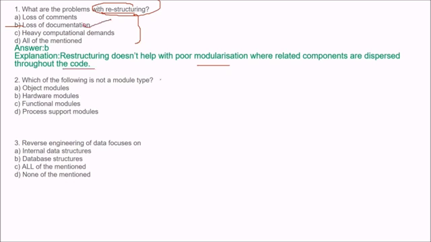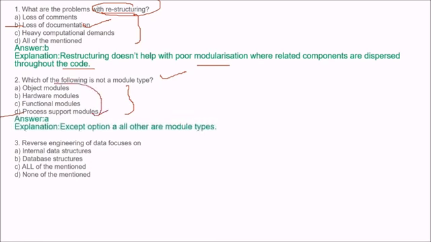Which of the following is not a module type? Not a module type. Functional module, process support modules, hardware modules, object modules. So the answer is A, object modules. Except option A, all others are module types. You have hardware modules, you have function modules, you also have process support modules.